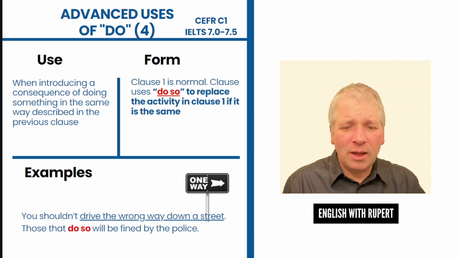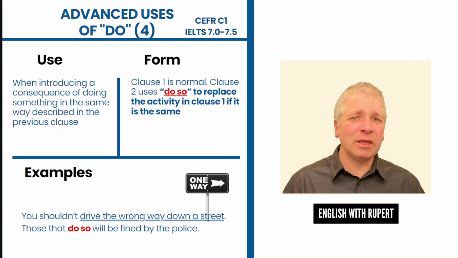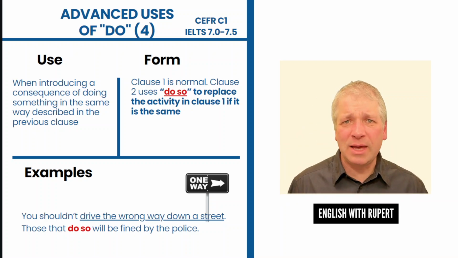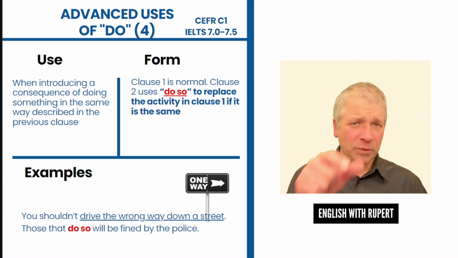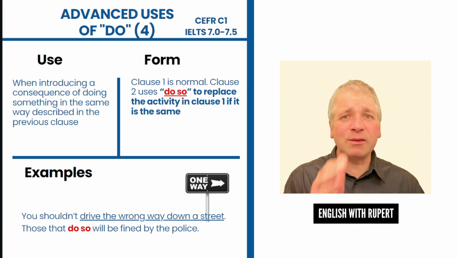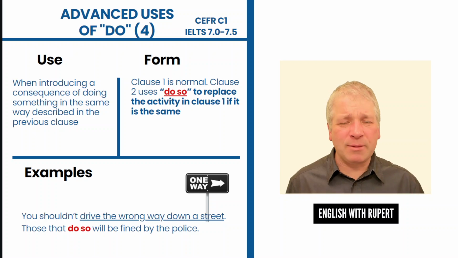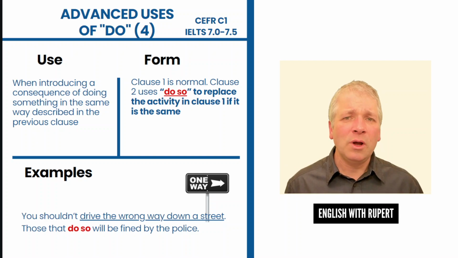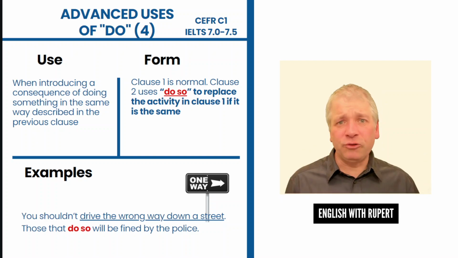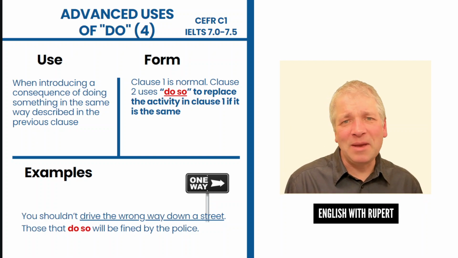and similar to the previous point about do, replacing the verb plus the object. But a slight difference here. Clause 1 remains the same. You shouldn't drive the wrong way down a street. But clause 2 uses do so to replace the activity in clause 1 if it is the same. So where you see do so, it means think back to the action that was introduced in the previous sentence and expect a consequence to come immediately after.